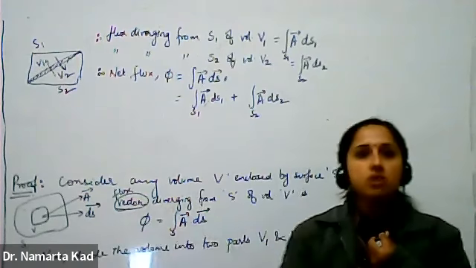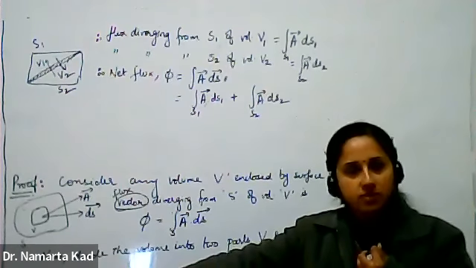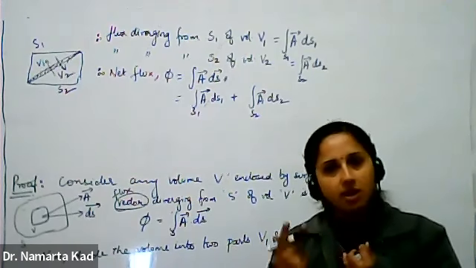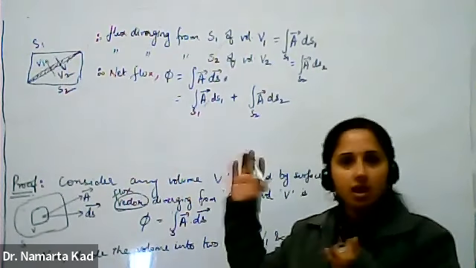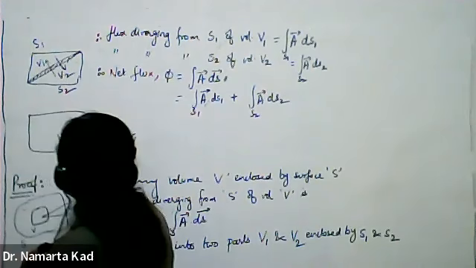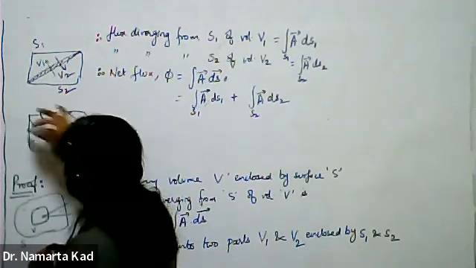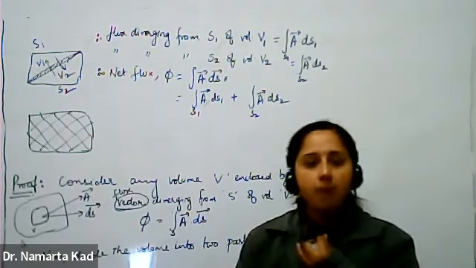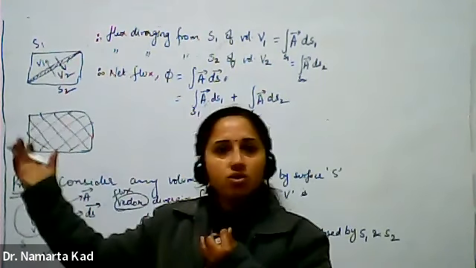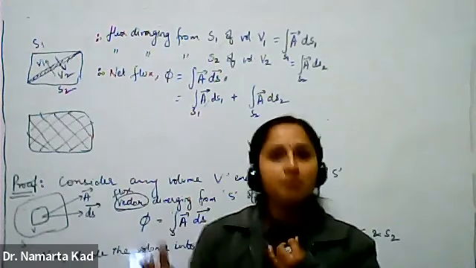And now in the next step, we are going to divide this volume into a large number of parts. Firstly we have taken a single volume, then we divided that volume into two parts, and in the next step we are going to divide the volume into a large number of parts. So how to divide that volume? Just divide this volume into a large number of parts. Let us say n parts will be there: V1, V2, V3 up to Vn, that are enclosed by a large number of surfaces also, like S1, S2, S3 and up to Sn.